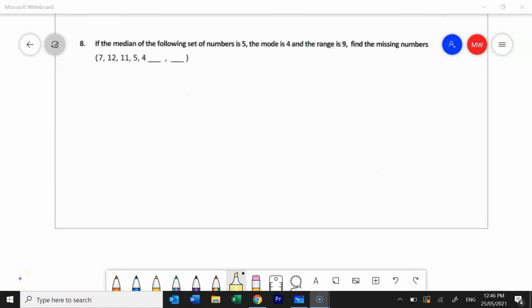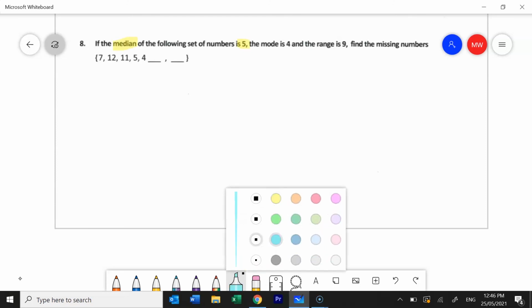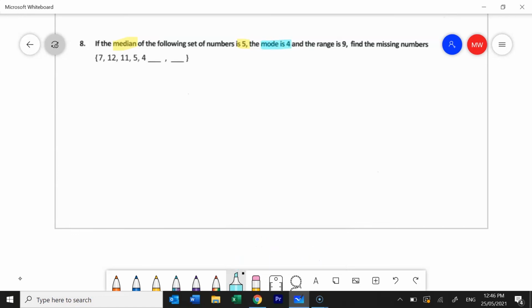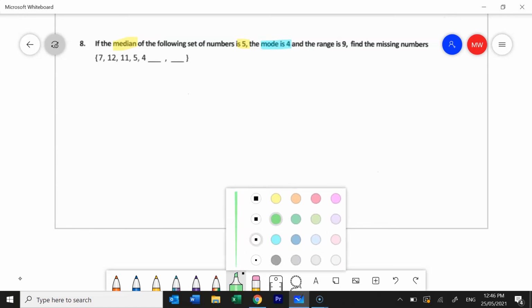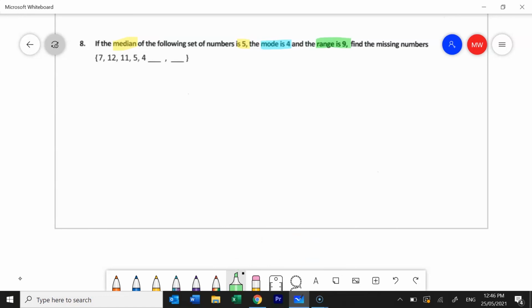Question 8's a tricky question because we've got two numbers that we don't know the answer to. So what we need to do is go hunting up in the question to see if it'll give us any clues. It tells me that the median score is 5. So we'll keep that little piece of information. And then the next thing is that the mode is 4. And the next bit is that the range is 9. So what we need to do is come up with at least one of the numbers.